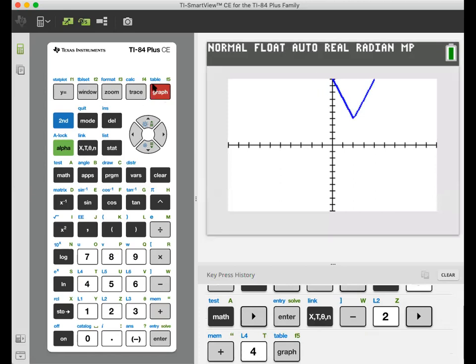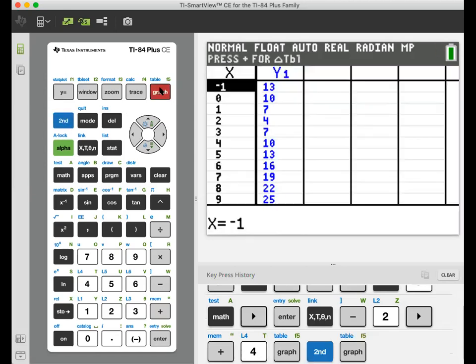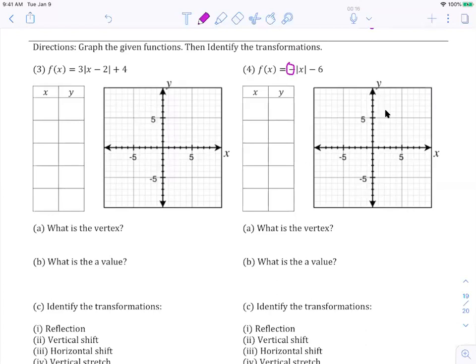Now if you want to get the actual points, remember that's in the table, so if I hit second and then graph, it'll bring me back into my table. Now, if we were going to fill in that table, I would always start by choosing the value that is the vertex. So I actually started with finding the vertex. It's the opposite of what's inside, so 2, and then whatever's outside, so 4. So I knew that my vertex is going to be 2, 4. So I'm just going to pick the values on each side. So 1, 0, and then 3, 4.